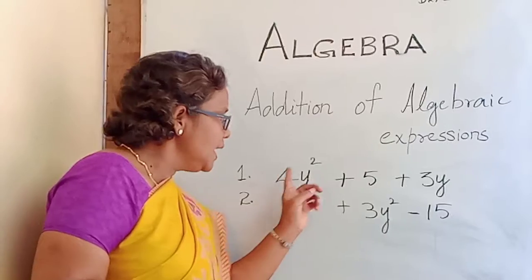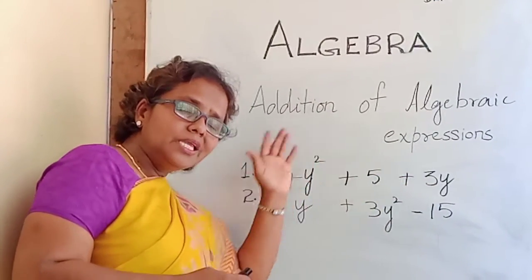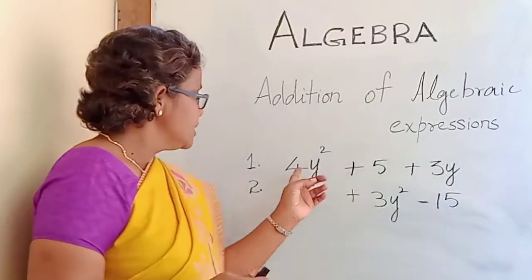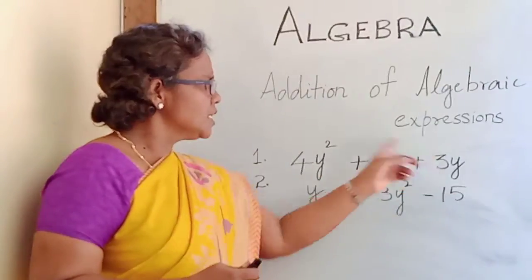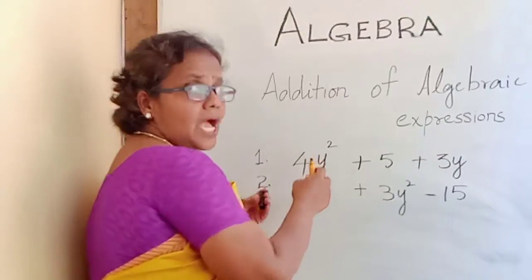We have to arrange the terms involved in an algebraic expression either in the ascending or descending order based on their power. Okay. So, look at the first algebraic expression. The terms are not arranged in the power. Okay. So, shall we arrange it? So, which is the highest power?